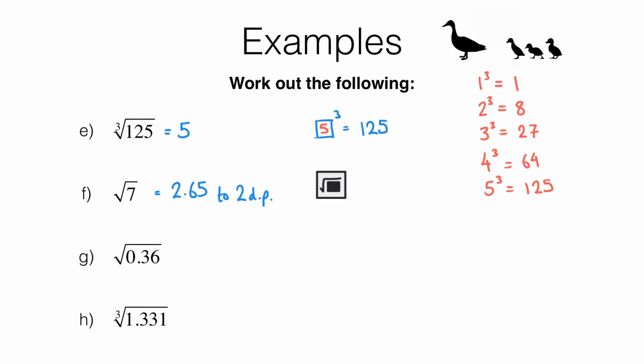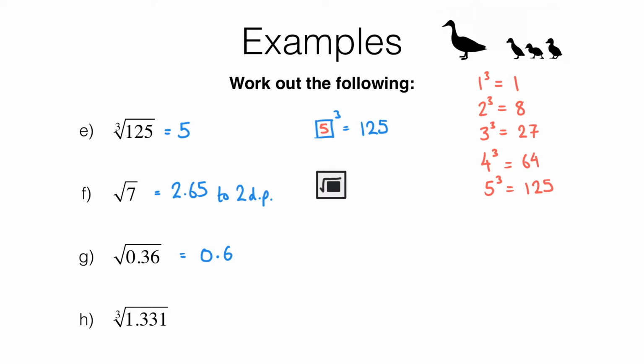Example G is something you might be able to work out without using a calculator if you remember how to multiply decimals. If not, use that square root button on your calculator and enter 0.36 after it, press equals, and you'll get the answer of 0.6.